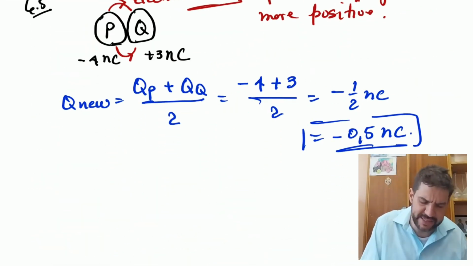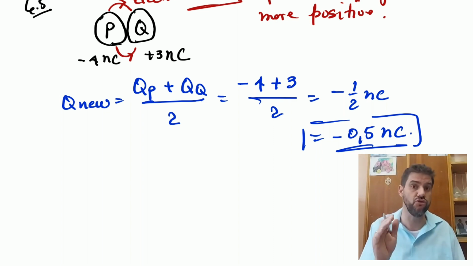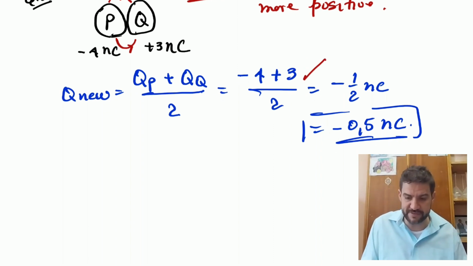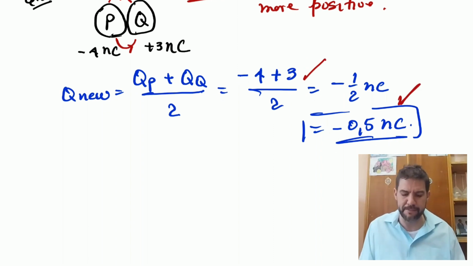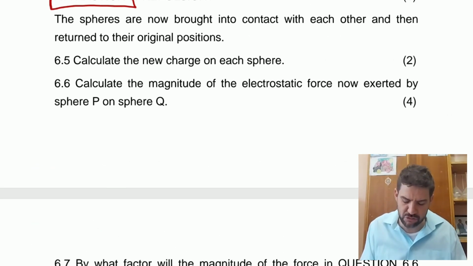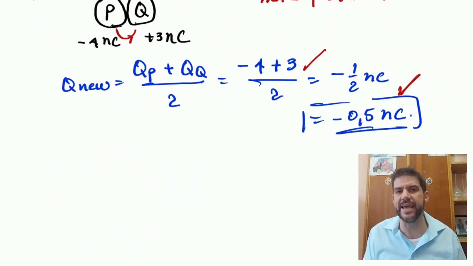Guys, they generally don't give marks for the formula, but I highly advise you to write it, because you don't know if they are going to give marks for the formula in the exam. So in this case, it's 1 for the substitution, 1 for the final answer. So it's a negative charge. Each of them will have a negative charge of 0.5 nanocoulomb. The next question says calculate the magnitude of the electrostatic force now exerted by sphere P on Q. Now, there is a repulsive force here, because both of them will be negative 0.5 nanocoulomb. So they are going to be repulsive.